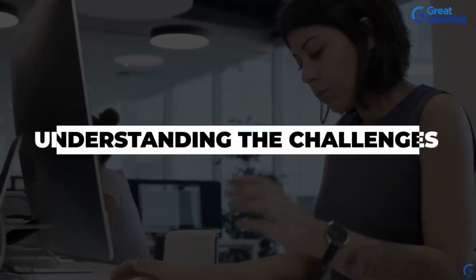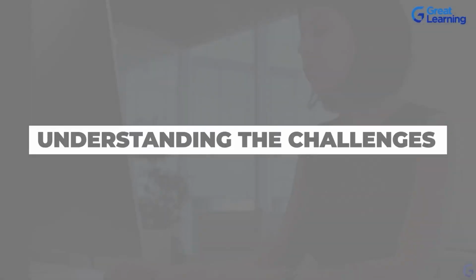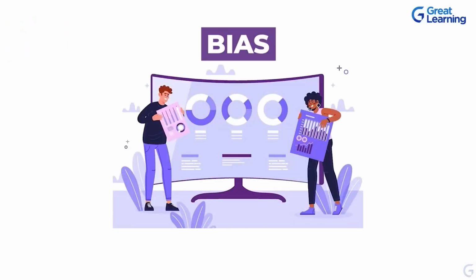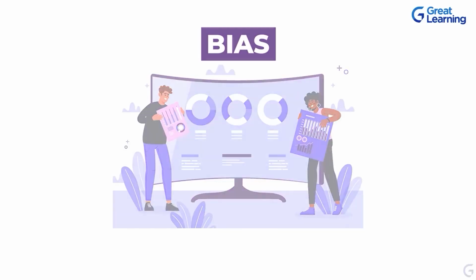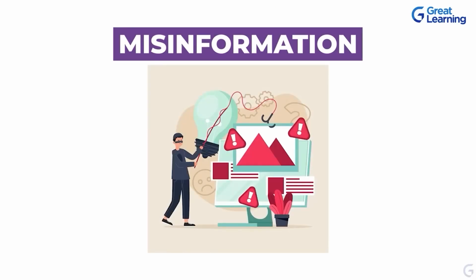But it's not all smooth sailing. There are challenges too. Let's see one such challenge, which is bias. Since LLMs learn from human-written text, they can pick up and reproduce biases present in the data. Another one is misinformation. They can sometimes provide incorrect or misleading information, especially if the data they were trained on was flawed.